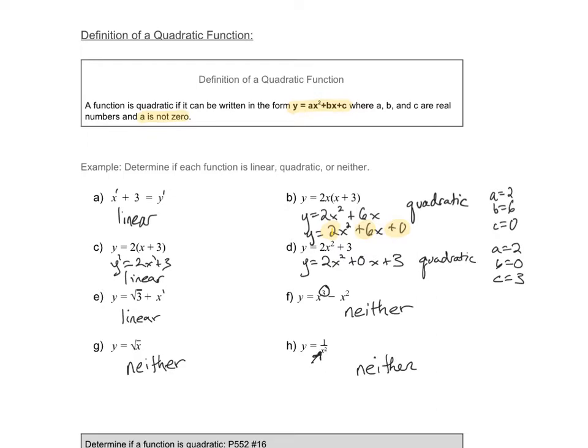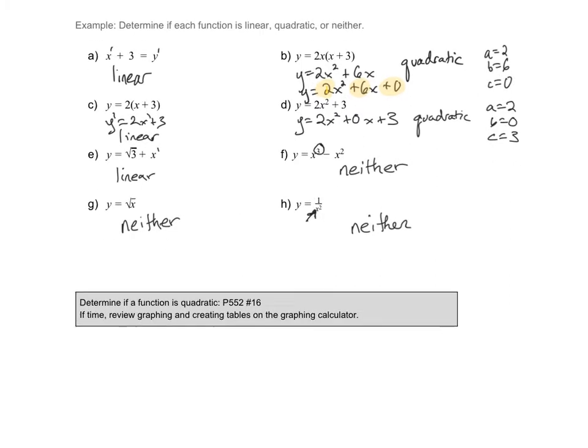So this would be a good opportunity for you to go practice. You can turn to page 552, number 16, and just check along with the videos and make sure you can identify whether a function is quadratic or not. And that's the end of topic 16.